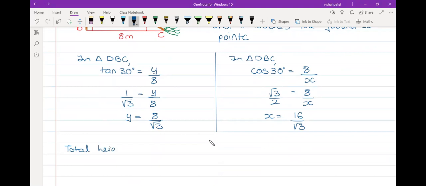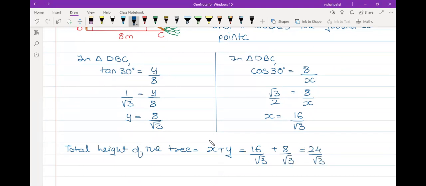Total height of the tree equal to x plus y, that is 16 upon root 3 plus 8 upon root 3, that is 24 upon root 3, and don't forget to rationalize. Don't forget to rationalize. I got the answer as 8 root 3.